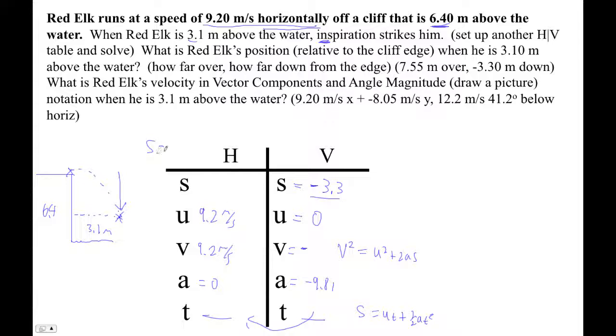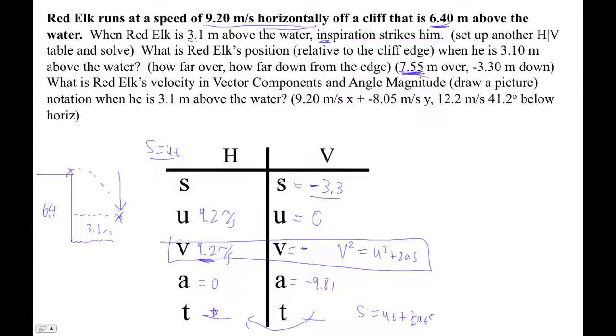S is ut. Okay, so you actually should get that it's 3.3 meters down, and then horizontally we should get 7.55 meters over. The 7.55 comes from this times whatever that time is you got. You should be able to find that. And then what are his velocity vectors? Well, find this, find what this thing is.